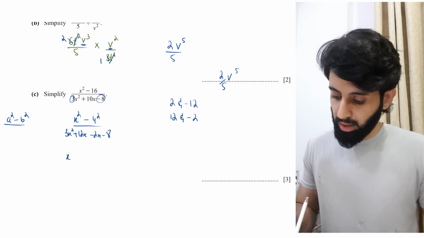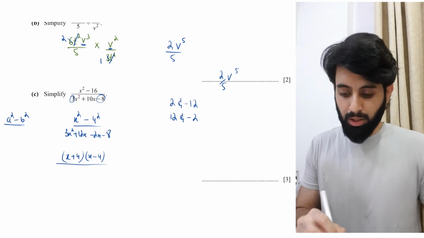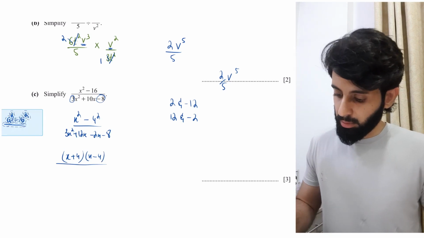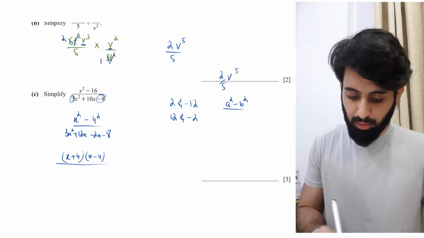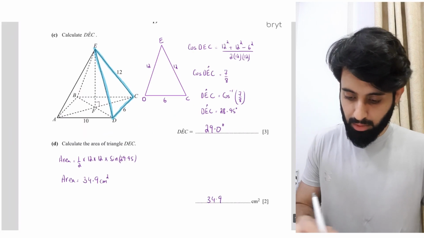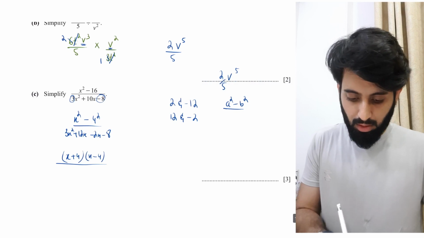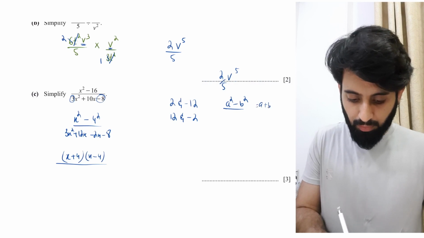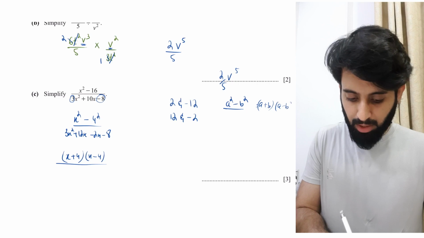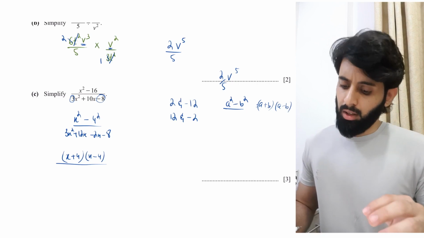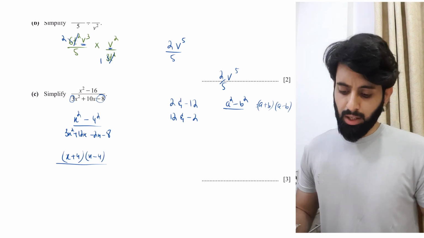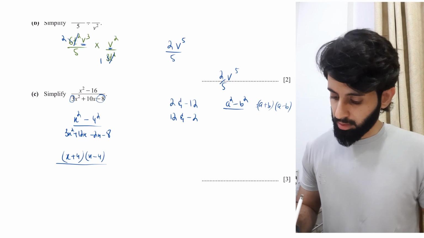So in the numerator, I have x plus 4 times x minus 4. a squared minus b squared, as you know, is equal to a plus b times a minus b. I have quite a few videos on algebra. If you are weak in algebra, I suggest that you go watch those.